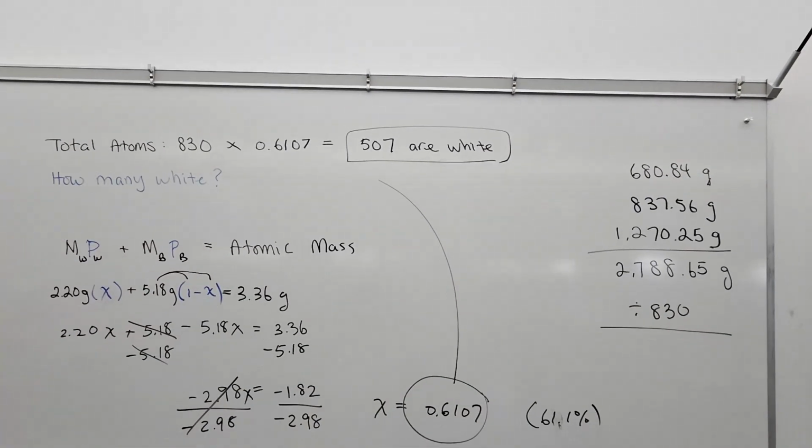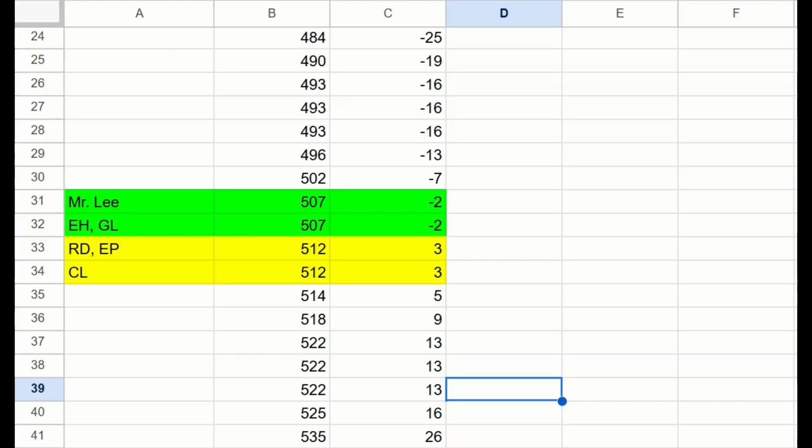All right. It turns out there were 509 white pieces in the bin. I'm a little surprised I did better than my students because usually I mess things up in the lab.